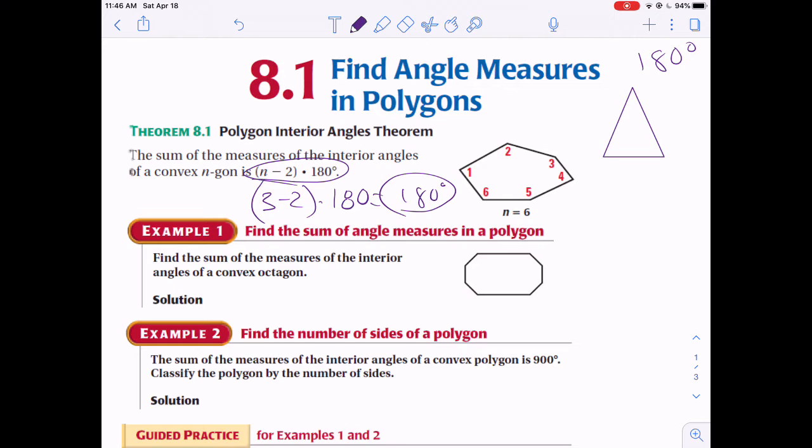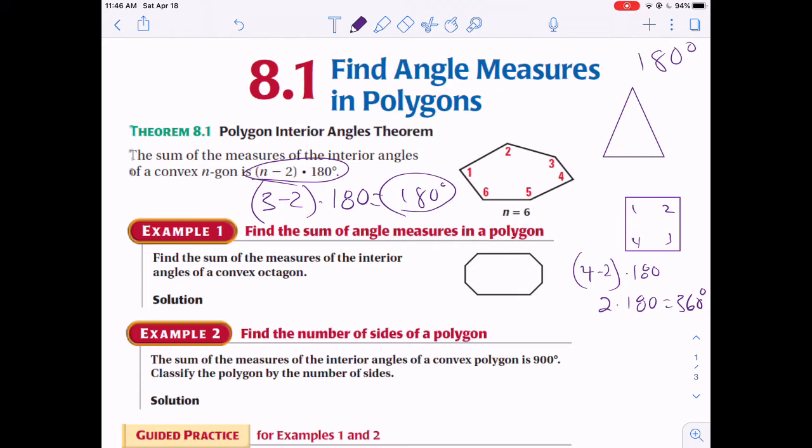So let me just show you a square quick. See if I can get that there for you. There you go. You got 1, 2, 3, and 4 angles, or 4 sides, right? Let's try that in the formula. So it's n minus 2 times 180. So it's 4 minus 2 times 180. Well, 4 minus 2 is 2. That times 180 gives you 360 degrees. So it's pretty simple to work with.